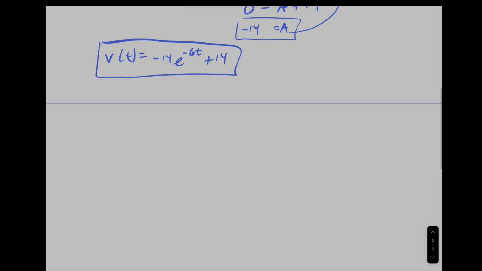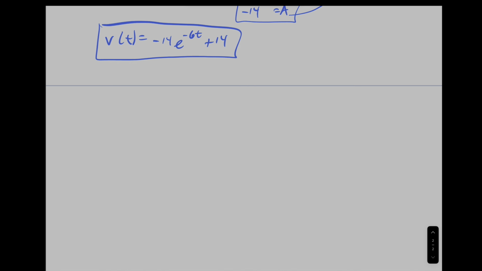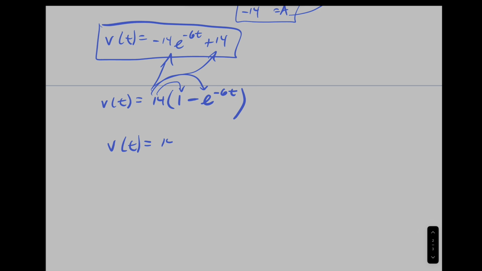So now let's actually look at a graph. I'm going to fix this up a little bit. What I'm going to do is factor the 14 out of there. So I have v of t is equal to, I'm going to pull a 14 out, and then I have 1 minus e to the negative 6t. Just so we know, 14 times the 1 gets me that 14, and then 14 times the negative e term gets me that term right there. So one more time, v of t is equal to 14 times 1 minus e to the negative 6t.